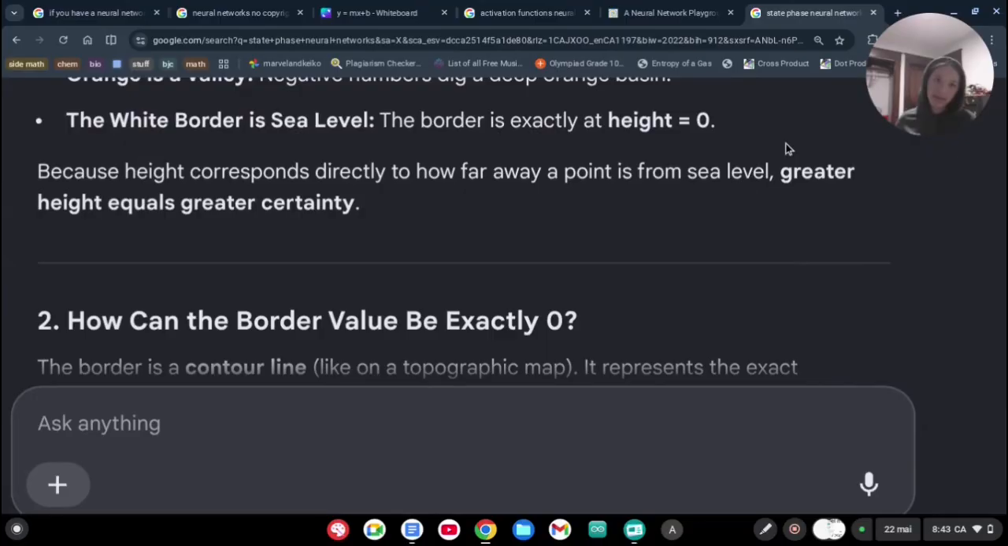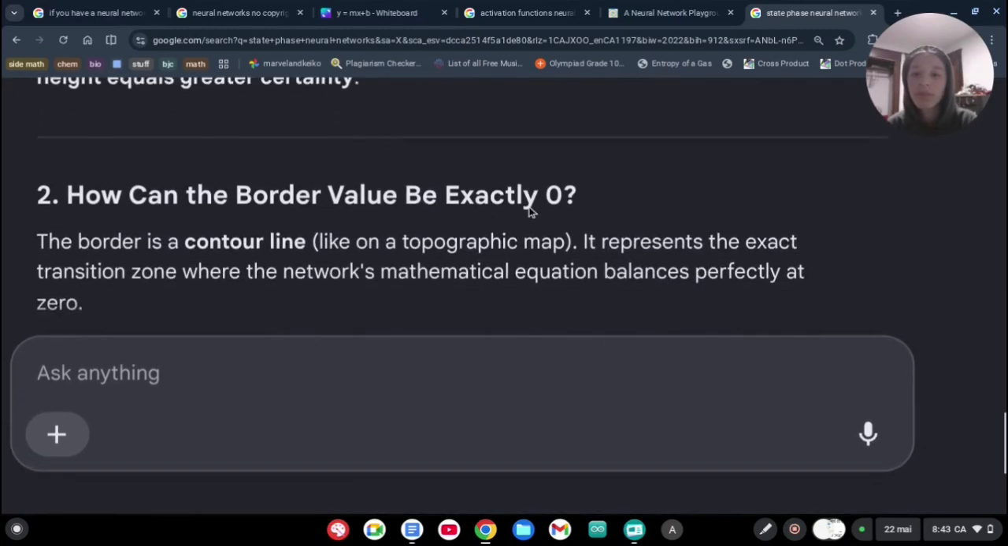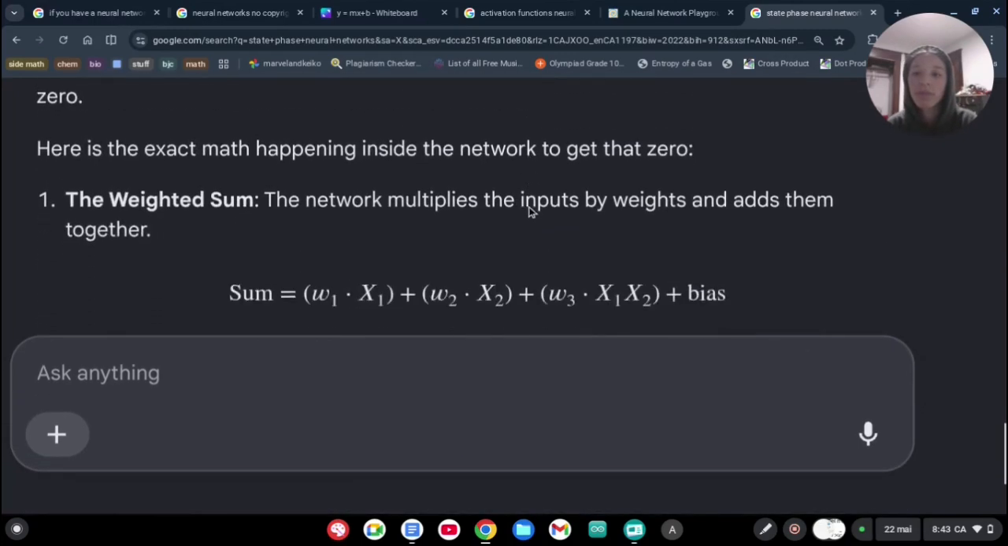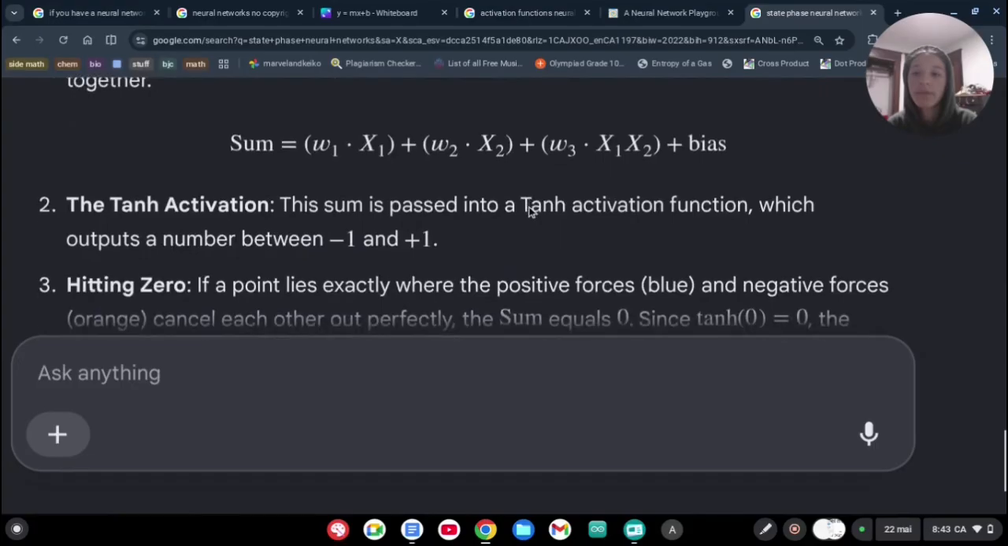Yeah, and height is relative to the border. So I guess, I mean, this makes sense. I guess the further you are from the border, I feel that probably means you have more certainty that you're a certain color, because at the border you probably have more overlap. Okay.